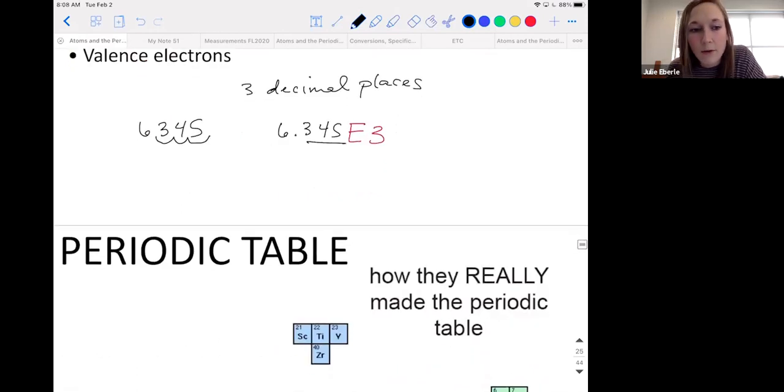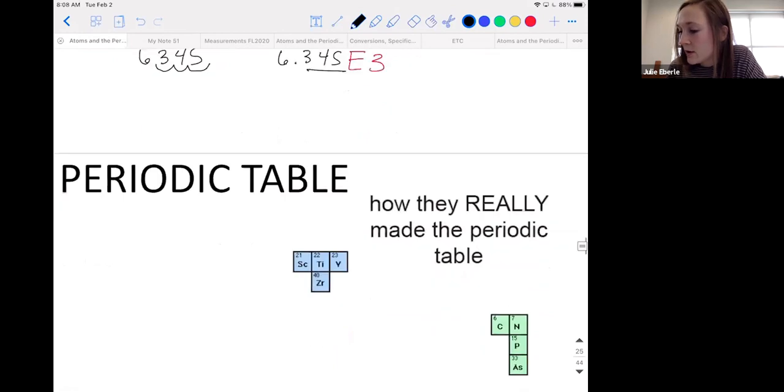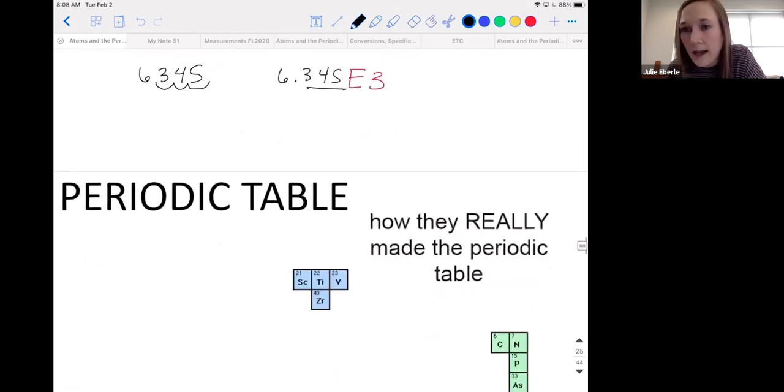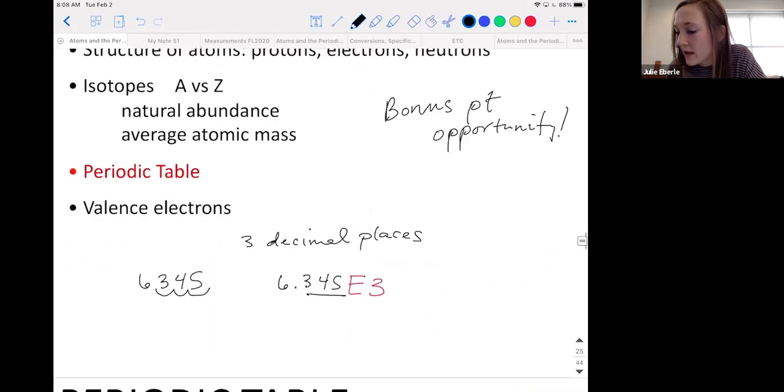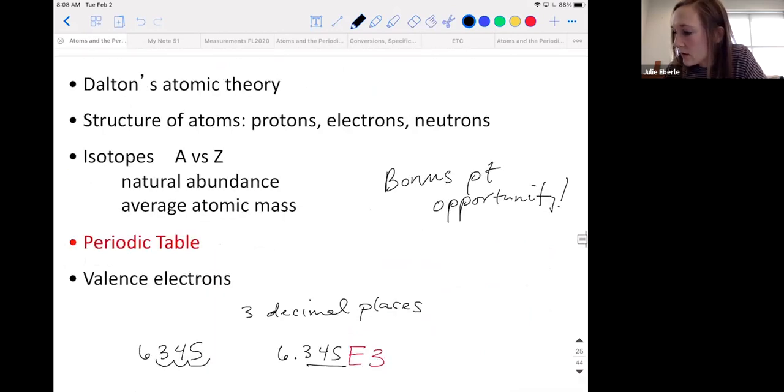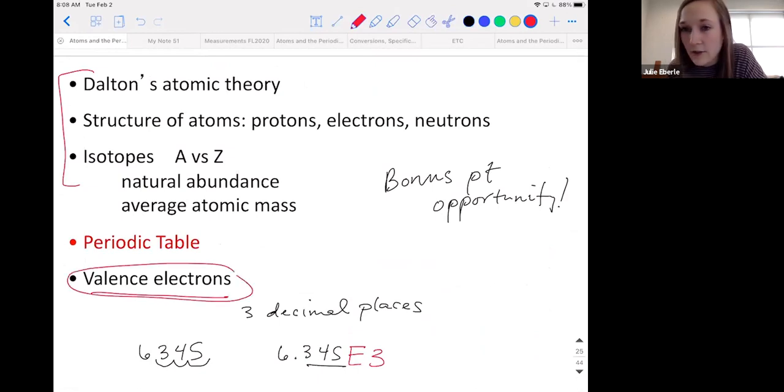All right, well, we are gonna jump in. So we're continuing atoms in the periodic table. And if you remember this summary slide, we covered these three things on last Thursday. So now we're gonna talk about the periodic table, how it's organized, what we can learn from that. And we're gonna finish with valence electrons. These things right here, valence electrons, this is key moving forward.